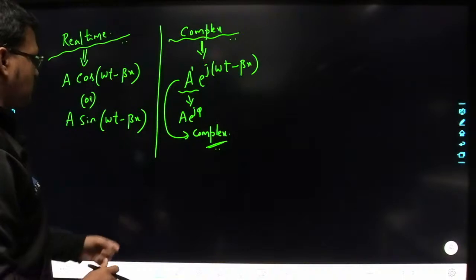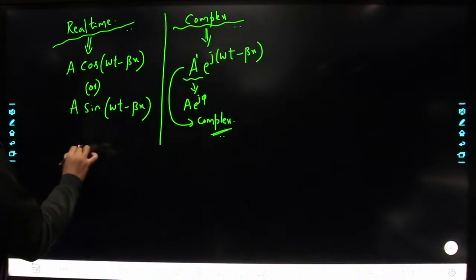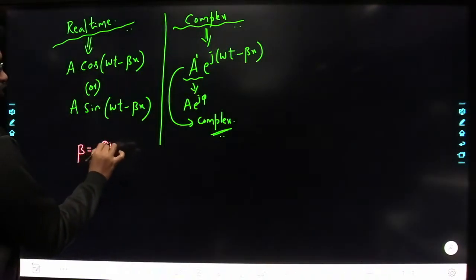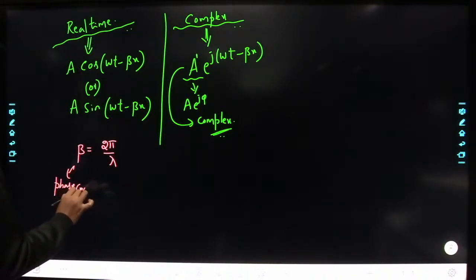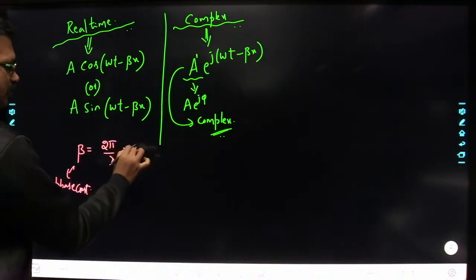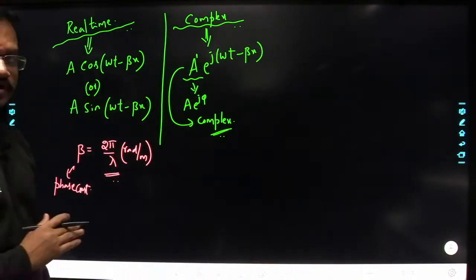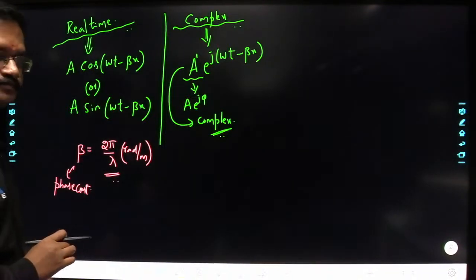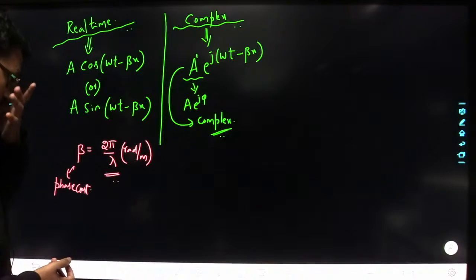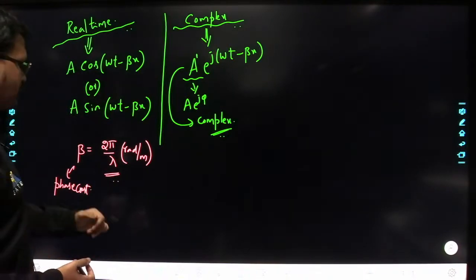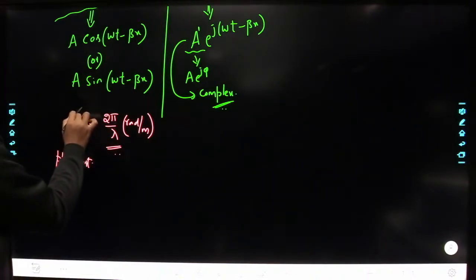Here we have also seen this beta, which is equal to 2 pi by lambda. We call this beta a phase constant, and its units are radian per meter. How we got this value 2 pi by lambda, all those things I have explained in the previous session itself.